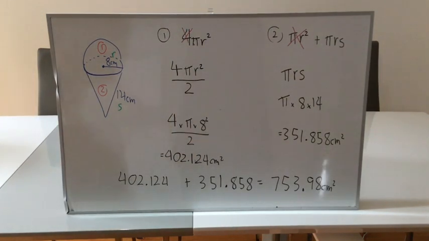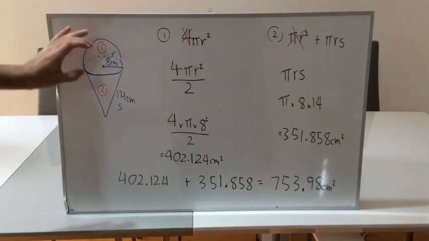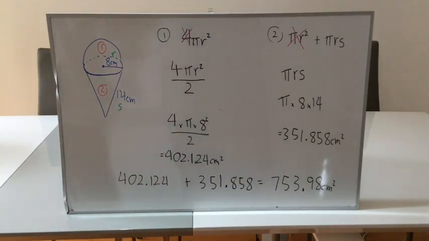If you typed it in correctly, you will end up with this answer here. That is the total surface area of those 2 shapes when they are stuck together. All right, thank you. You may now continue on with your questions.